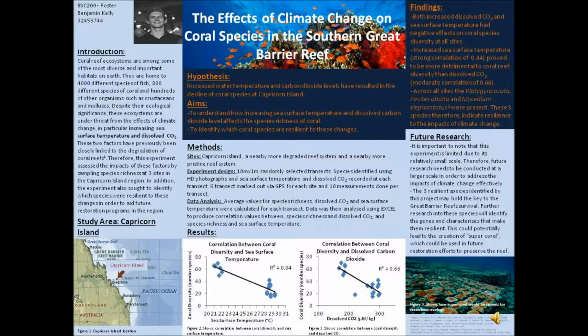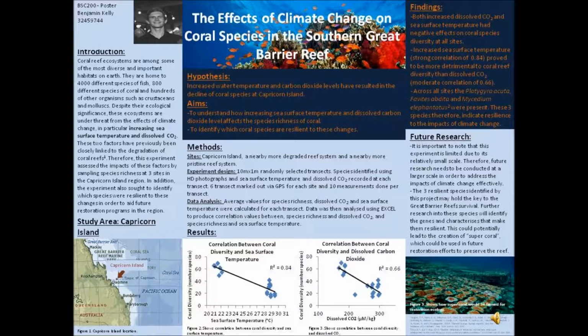However, the most promising outcome of this project was the identification of 3 different coral species. These coral species resist the effects of climate change. Further research into these species will identify the genes and characteristics that make them resilient. This could potentially lead to the creation of supercoral, which could be used in future restoration efforts throughout the Great Barrier Reef.